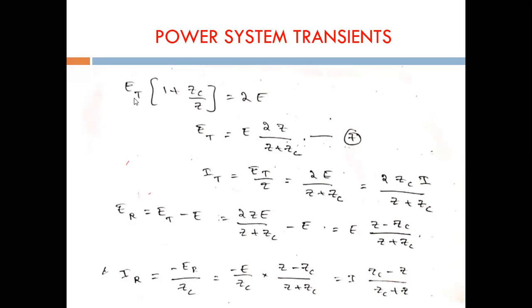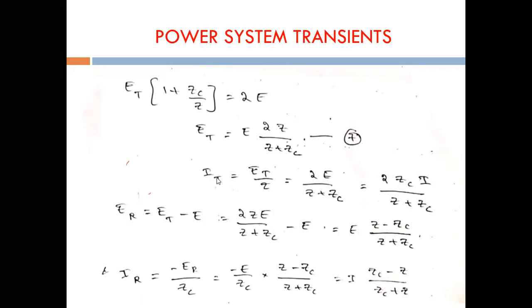Then we write down the equation for ET. Therefore, ET is equal to E into 2Z by Z plus ZC. This is equation number 7.